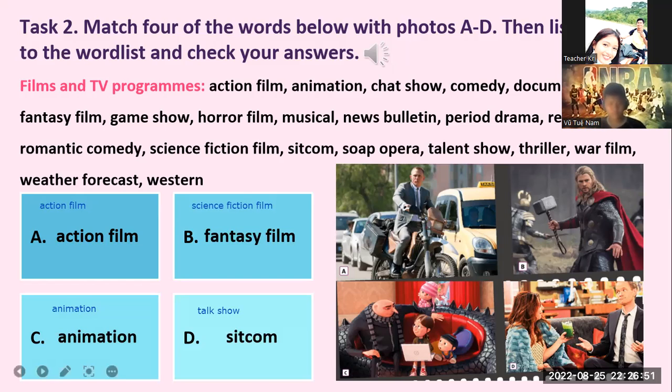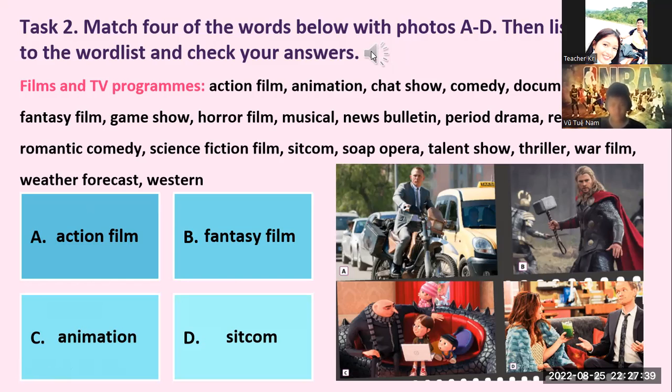And for letter D, this is a sitcom. This is a kind of movie that is more on comedy. For this activity, you've got 2 points. Don't forget that picture A is action film, letter B is fantasy film, letter C is animation, and letter D is sitcom. All right, now let's listen to the audio.